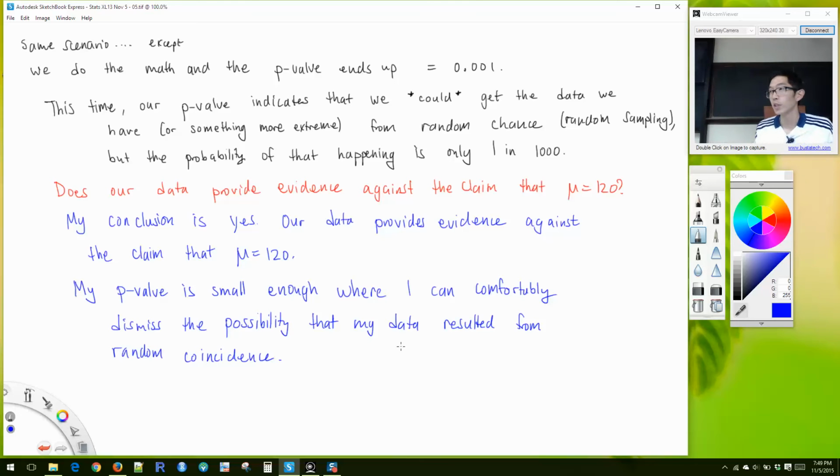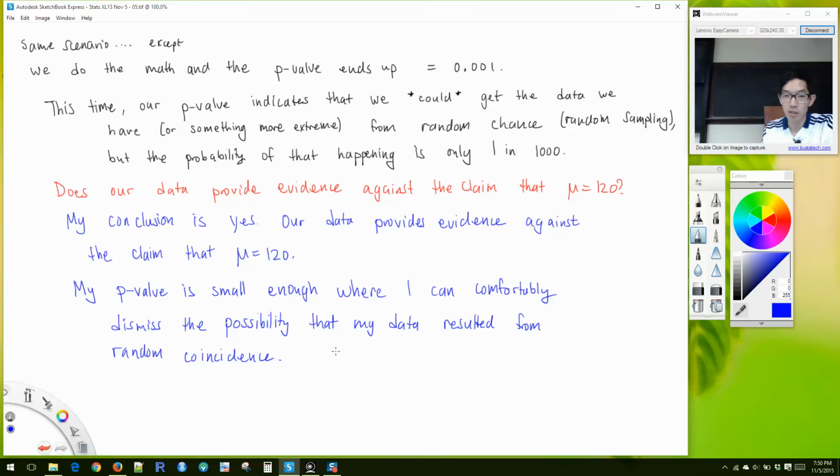So, it could have happened by random coincidence. I want us to acknowledge that when our p-value is 0.001, what this says is that our data could have resulted from random coincidence. But there's only about a 1 in 1,000 chance that our data happens by random coincidence. Because it's so small, we can dismiss this notion and say it probably didn't happen by random coincidence. Rather, our initial assumption that mu is 120, that's probably the thing that's wrong.